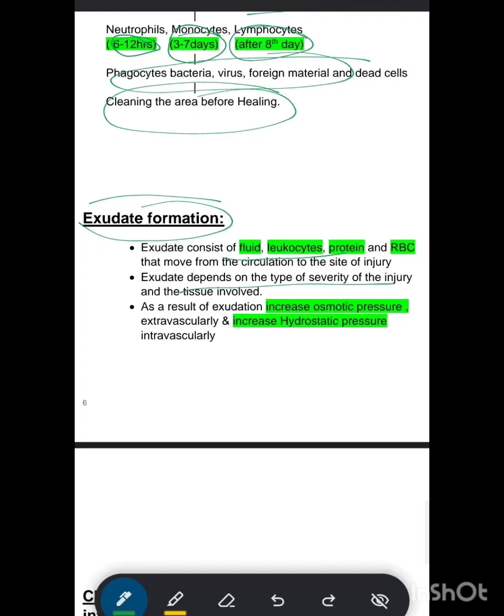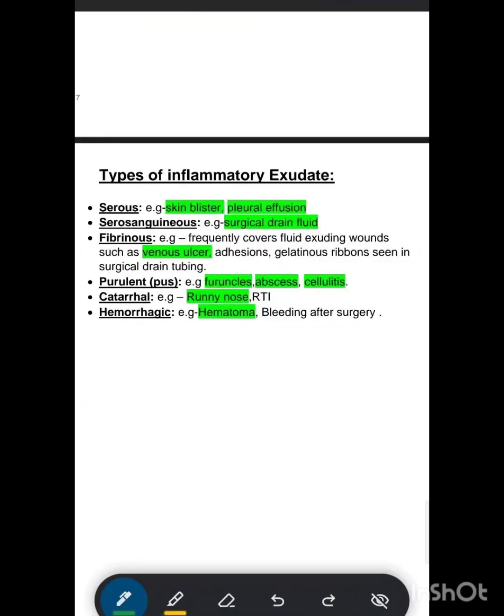As a result of exudation, osmotic pressure increases and hydrostatic pressure increases. The osmotic pressure increases extravascularly, and the hydrostatic pressure increases intravascularly. Now I am going to discuss some common types of exudate. First is serous.